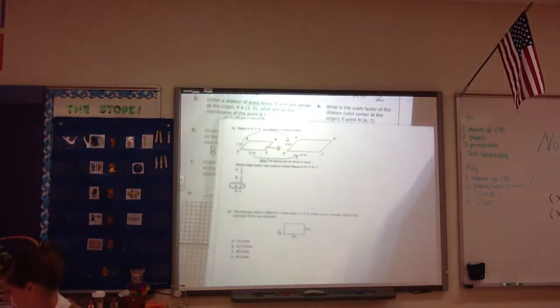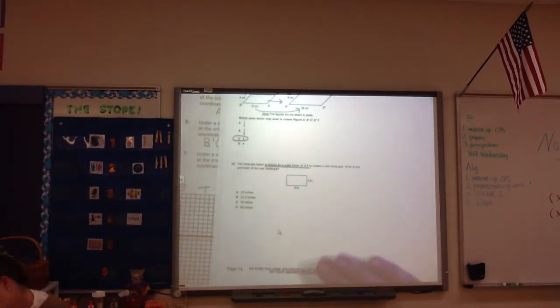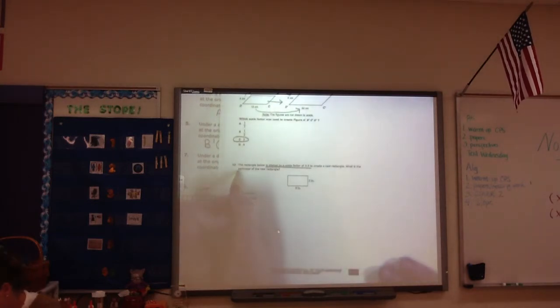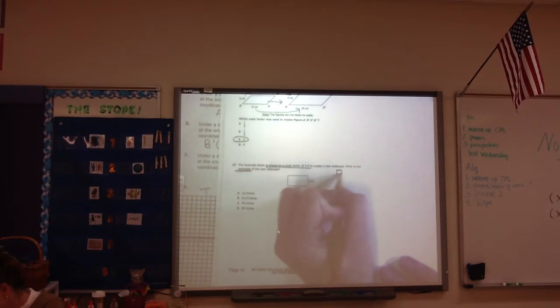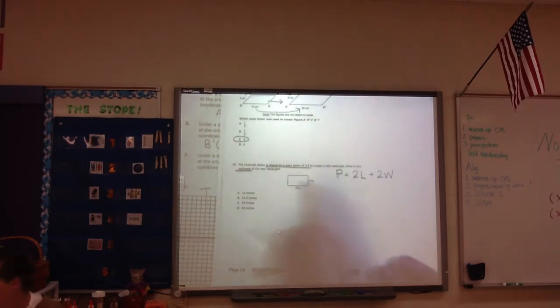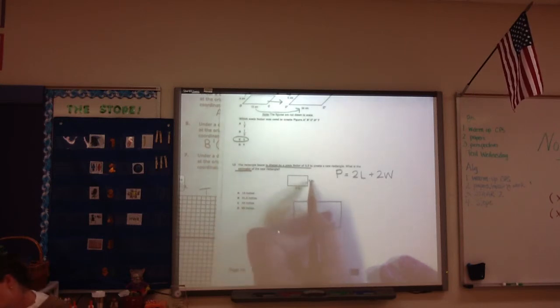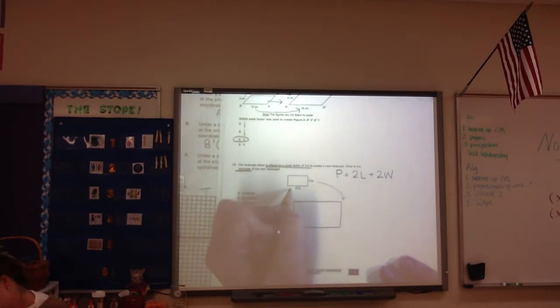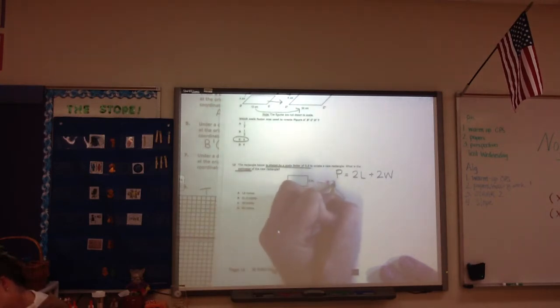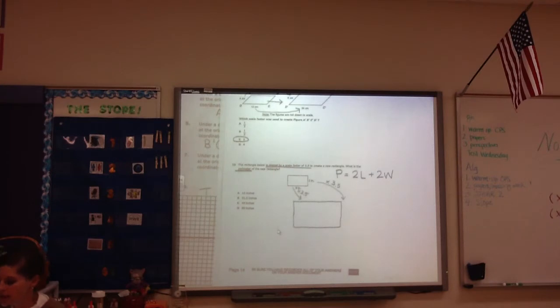And last but not least on your review is question 13. The rectangle below is dilated by a scale factor of 3.5 to create a new rectangle. What is the perimeter of the new rectangle? First thing you need to know is that perimeter is 2 times the length plus 2 times the width. And now we need to apply our scale factor. Obviously it's going to be bigger. So to figure out what our new sides are going to be, you must apply the scale factor. Please pause the video and take time to find the new sides and also then to find the perimeter.